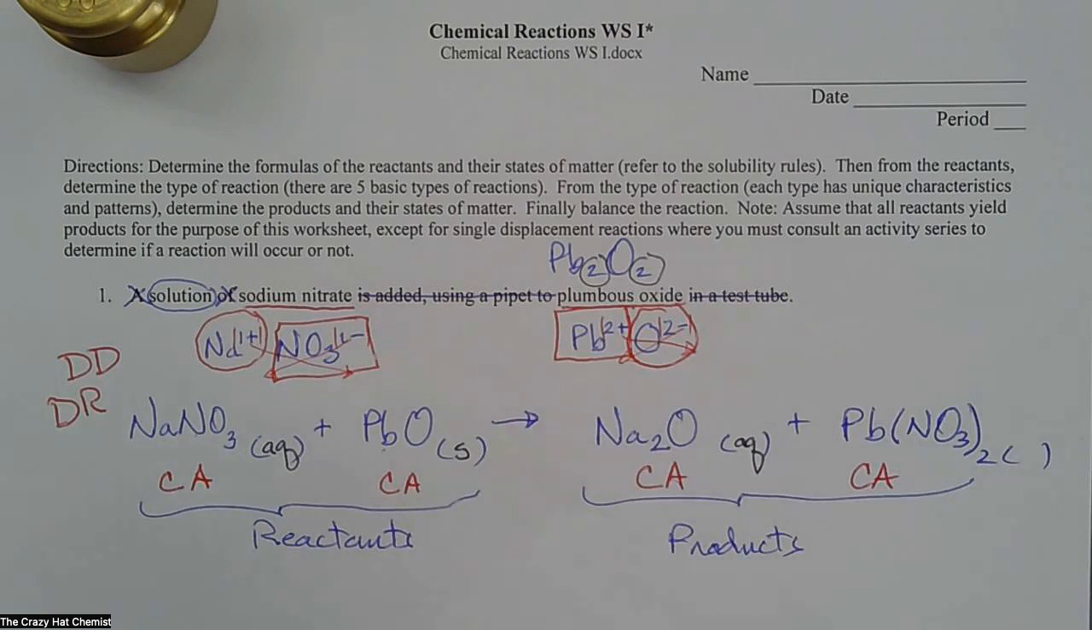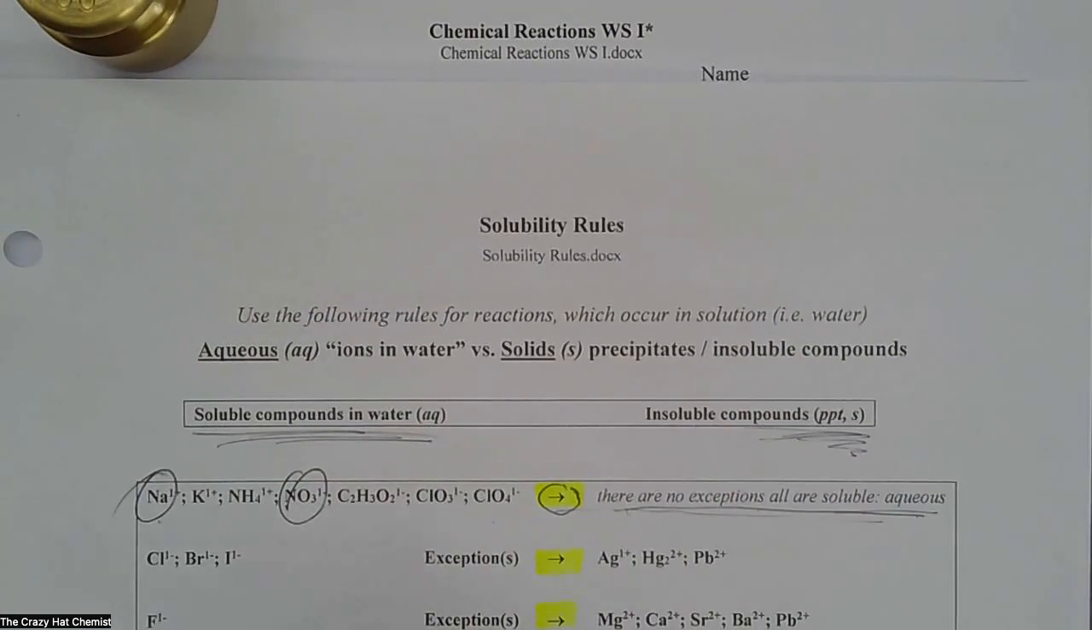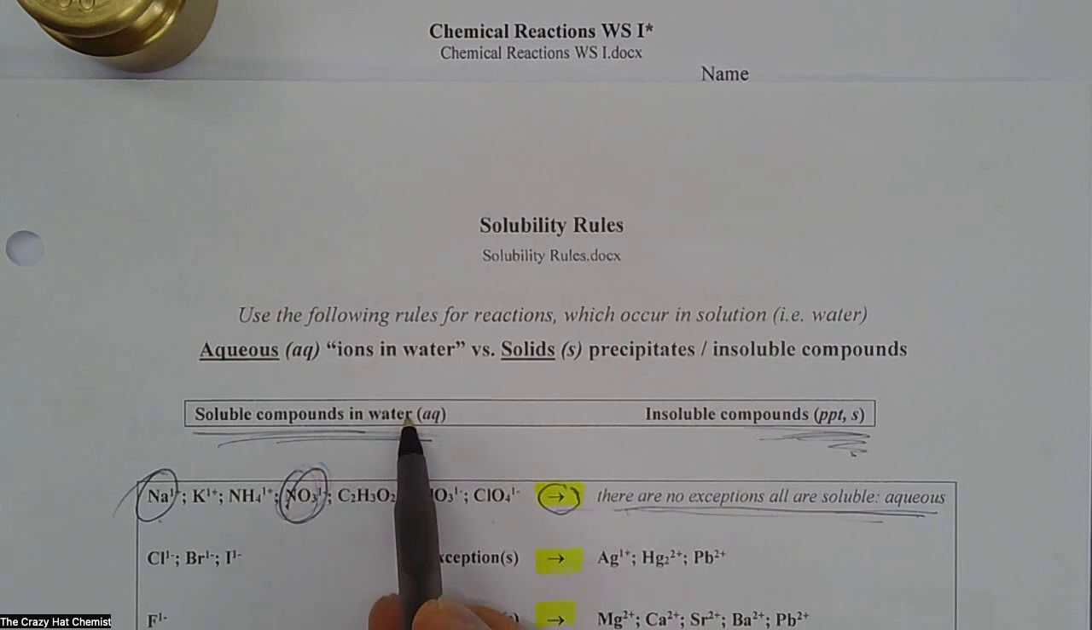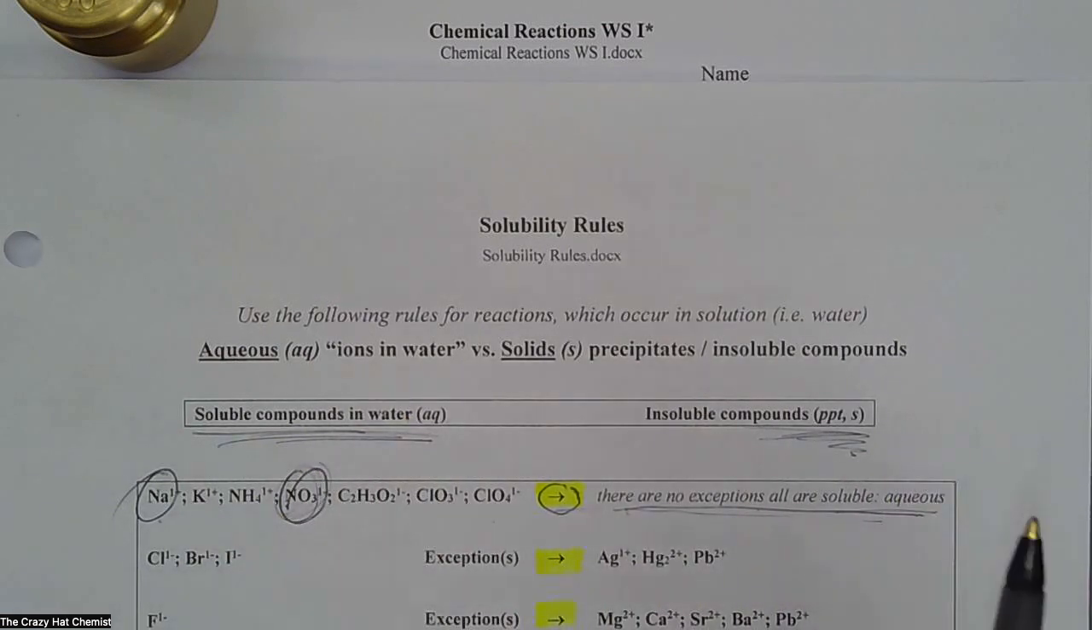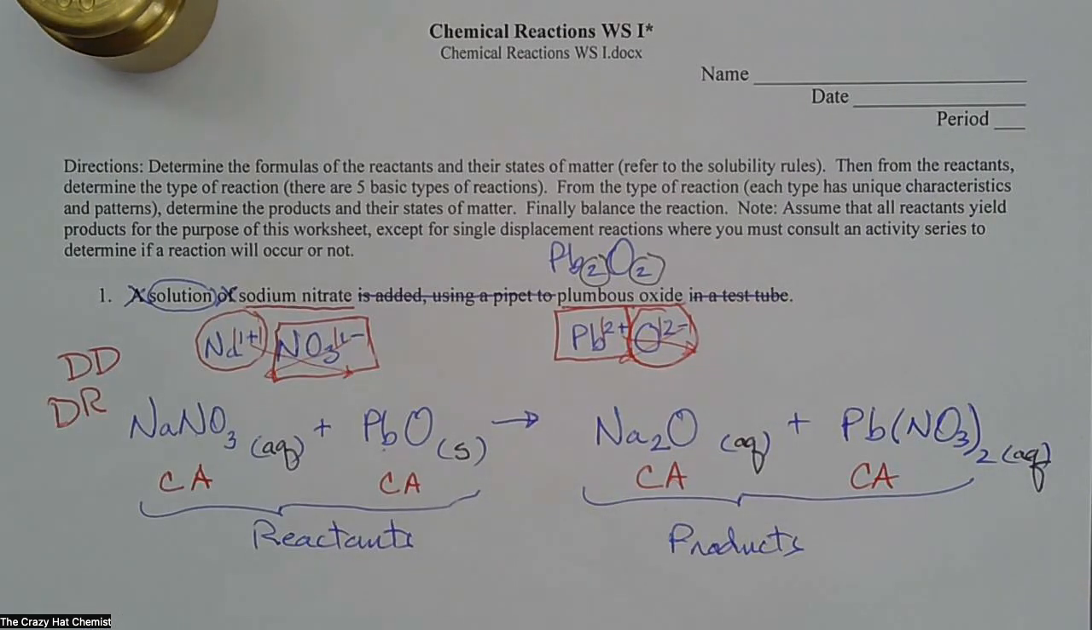Then for the lead 2 nitrate, or plumbous nitrate, I'm going to look over here and say nitrates are aqueous. Are there any exceptions? No, there are no exceptions. So that means that this is aqueous right there. All right. Now the next thing that we need to do is start the balancing process. So that's what we're going to do next here.